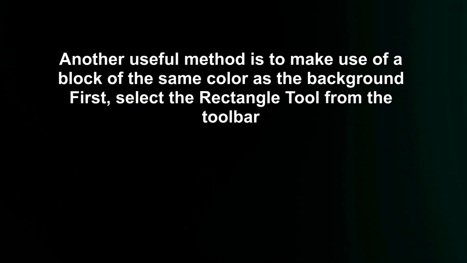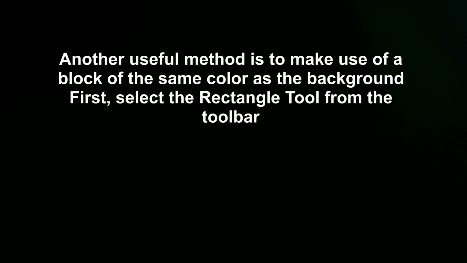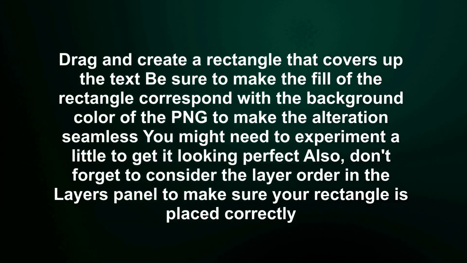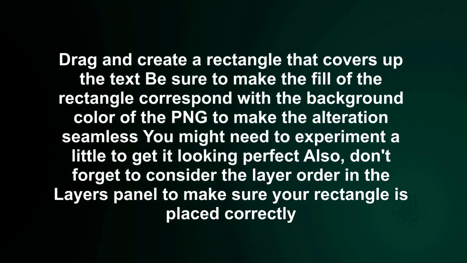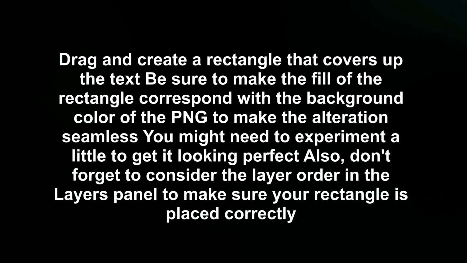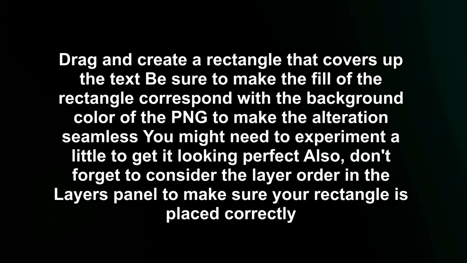Another useful method is to make use of a block of the same color as the background. First, select the Rectangle tool from the toolbar. Drag and create a rectangle that covers up the text. Be sure to make the fill of the rectangle correspond with the background color of the PNG to make the alteration seamless. You might need to experiment a little to get it looking perfect.